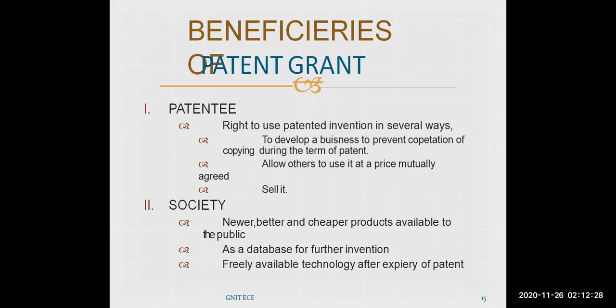So, beneficiaries of patent grant. The patentee has the right to use the patented invention in several ways: to develop a business, to prevent copying during the term of the patent, to allow others to use it at a price mutually agreed, and to sell it. The patentee has these rights. And for society, newer, better and cheaper products become available to the public, as a database for further invention, and freely available technology after expiry of the patent. So that is the benefit of patent grant.